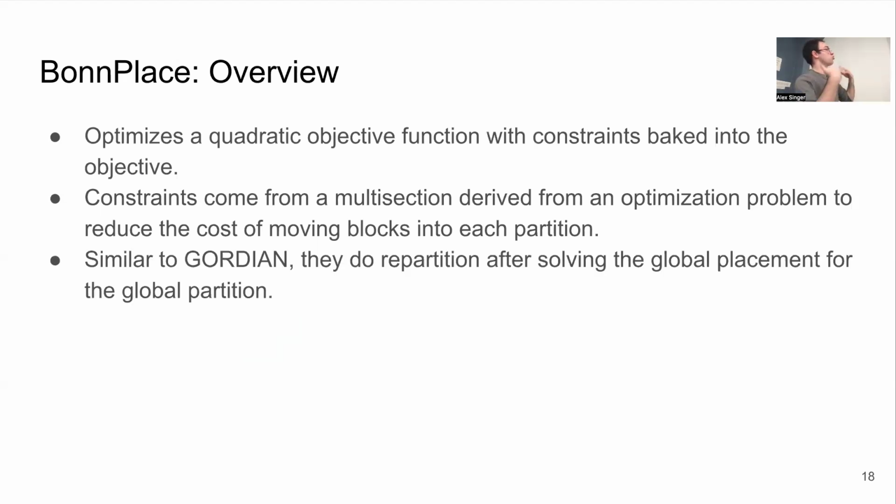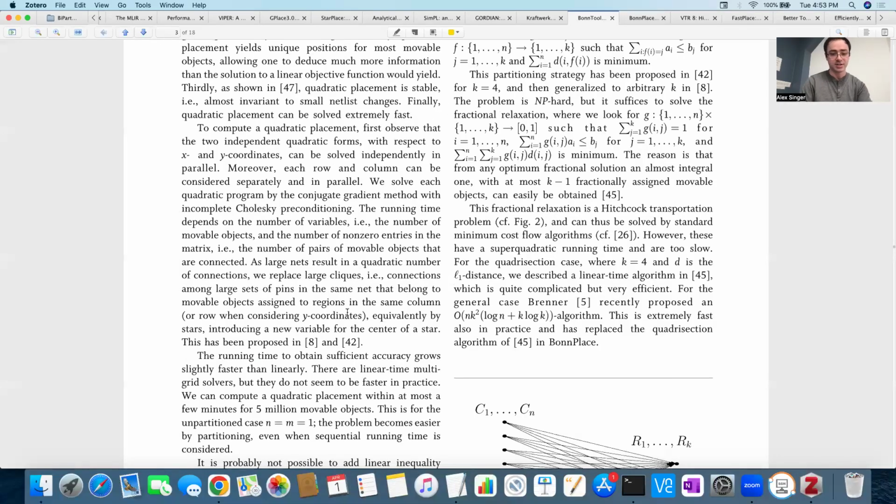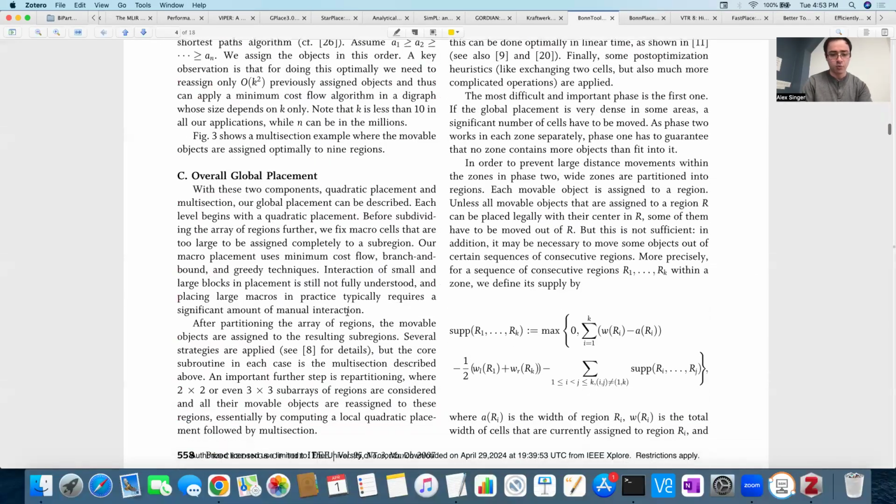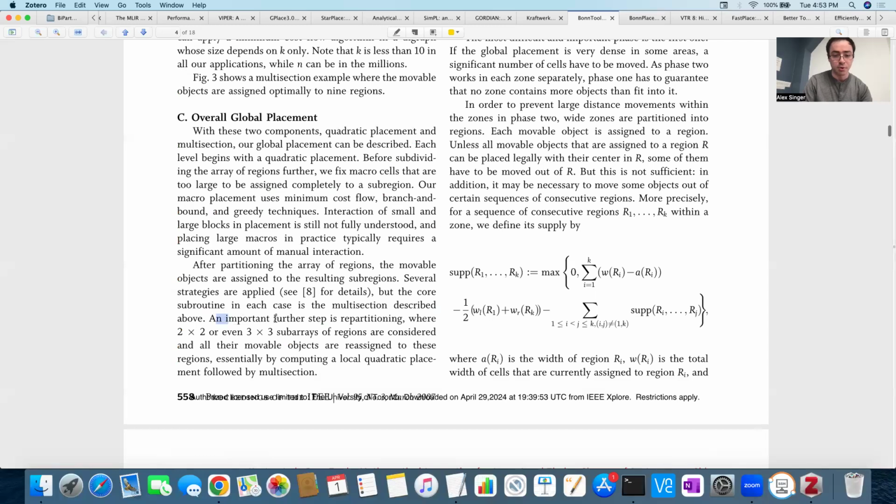Similar to Gordian, they do repartitioning after solving the global placement for the global partition. However, the paper does not describe it in detail. So I actually don't know much, if at all, about how they do this repartition. If I go into this algorithm, they only have one sentence on this, which says an important further step is repartitioning, where 2x2 or even 3x3 subarrays of regions are considered and all movable objects are reassigned to these regions. And that's it. Followed by multisection.